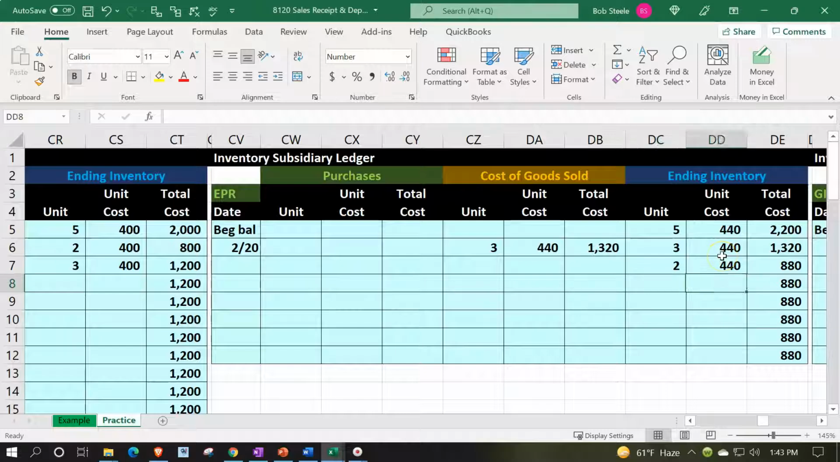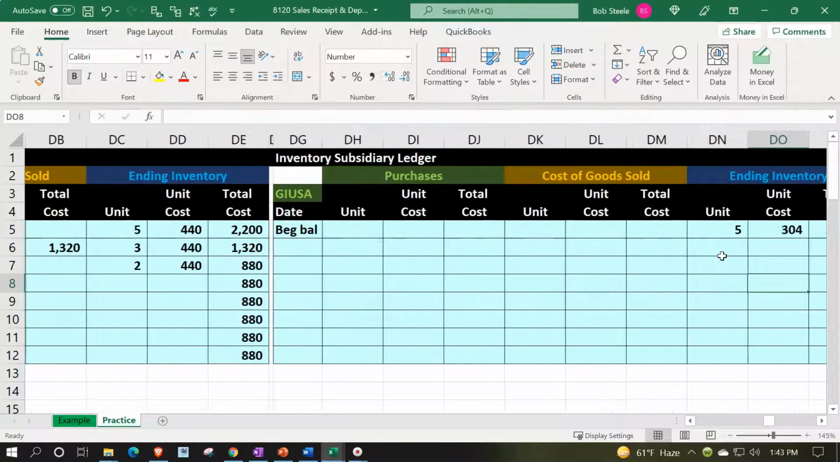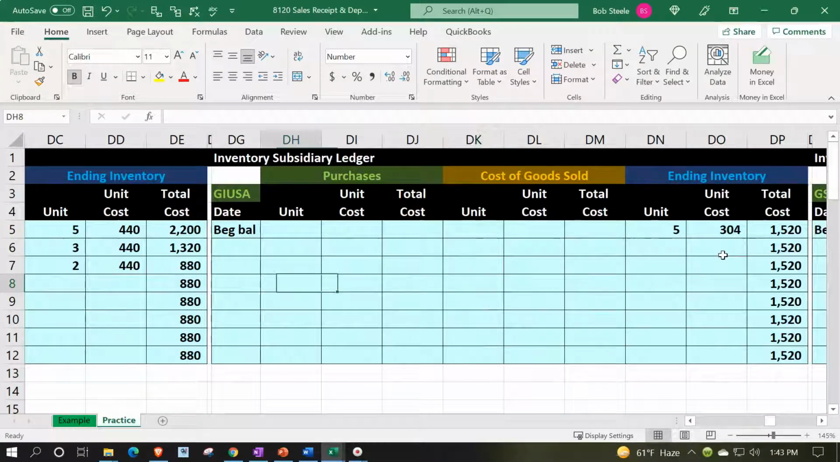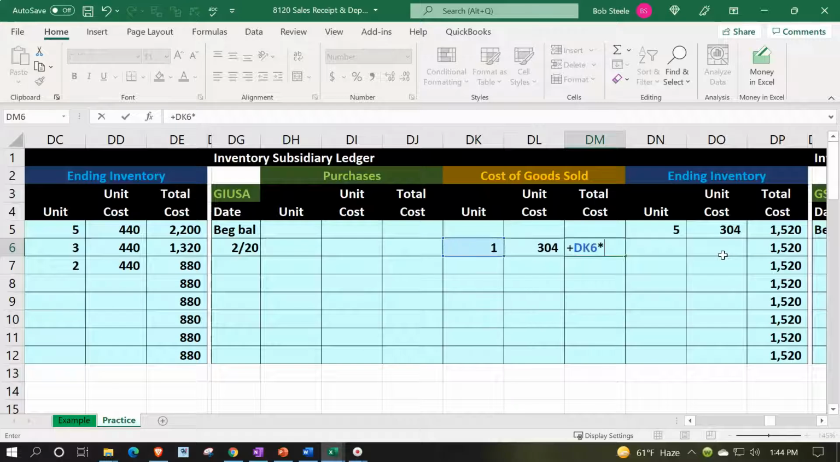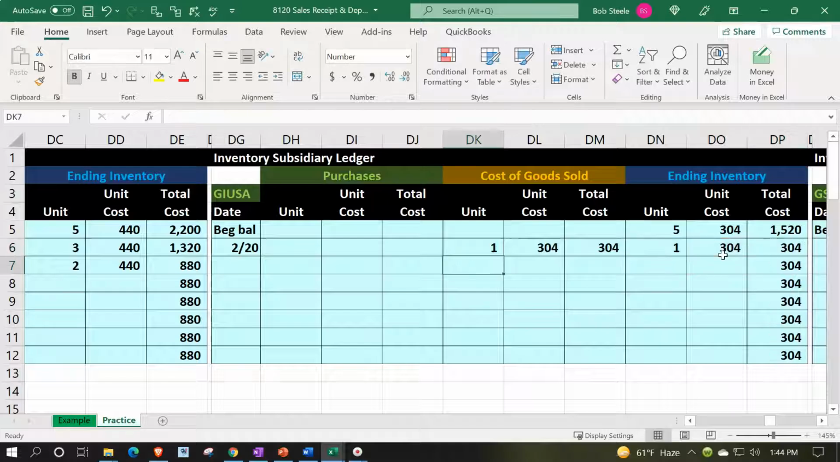the Gibson guitars. We sold one of those on 220. So we're going to say on 220, we sold one of those as well. And we sold one at 304. 1 times 304 is 304. Ending inventory 304. 1 times 304 is 304.